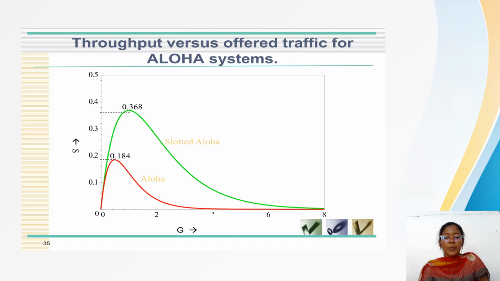The throughput versus offered traffic for ALOHA systems, comparing pure ALOHA and slotted ALOHA. Pure ALOHA has a throughput of 0.18, and slotted ALOHA has a throughput of 0.368.